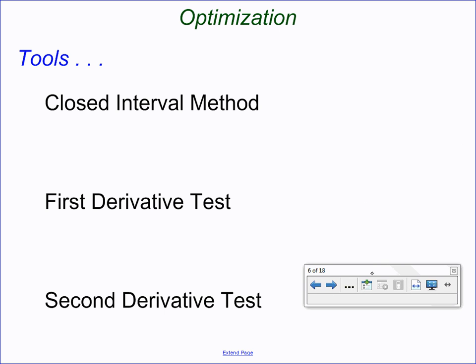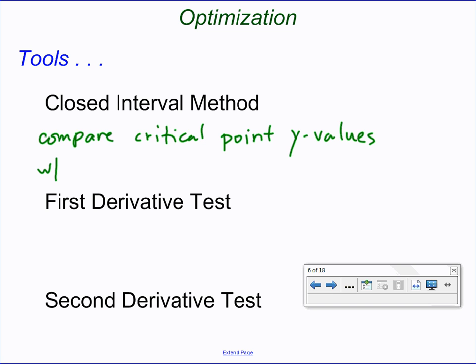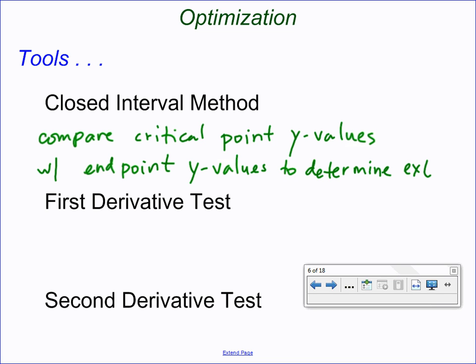So what's our closed interval method? It is: compare critical point y values with endpoint y values to determine extremes. What's the first derivative test? It's make a y prime number line and perform a sign diagram analysis.